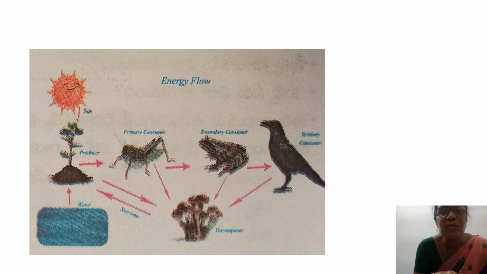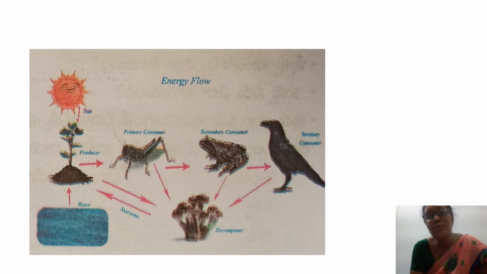And when a crow dies, what happens? The decomposers decompose its body and change it into simple molecules. Then what can the food chain be? Plant, grasshopper, frog, crow, detritus. When a grasshopper dies, the same thing happens. And how will the food chain be? Plant, grasshopper, detritus, or plant, grasshopper, frog, detritus. That way, the food chain starts with the plants and ends with the detritus.